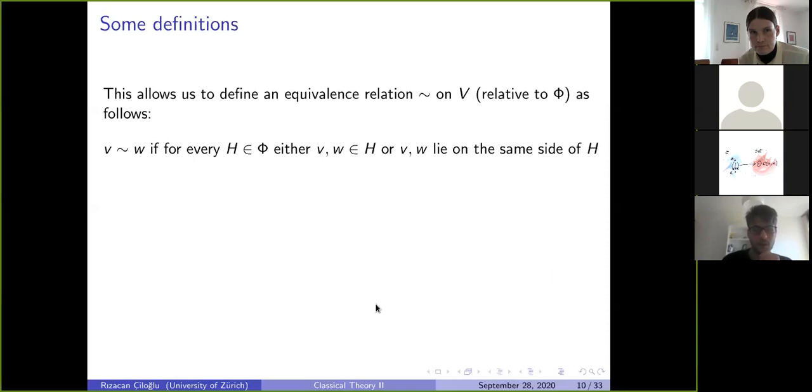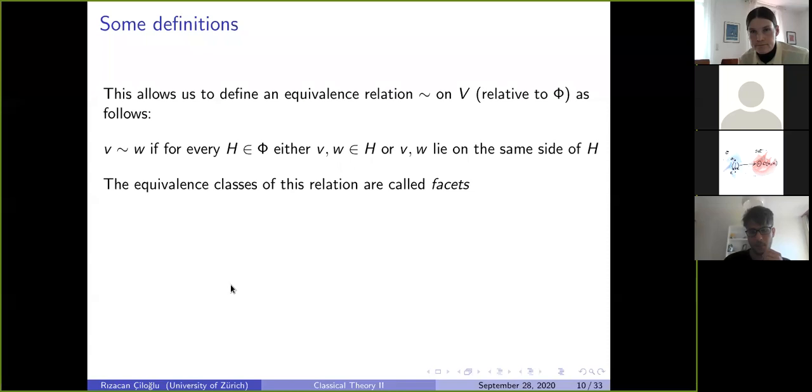Okay, we're moving on with definitions, and this will allow us to define an equivalence relation on V, given a collection of hyperplanes, as follows. We will say two vectors are equivalent if for every hyperplane, they're either both on the hyperplane or they're on the same side. The equivalence classes of this relation will be called facets. In a moment, I'll show you what facets look like.